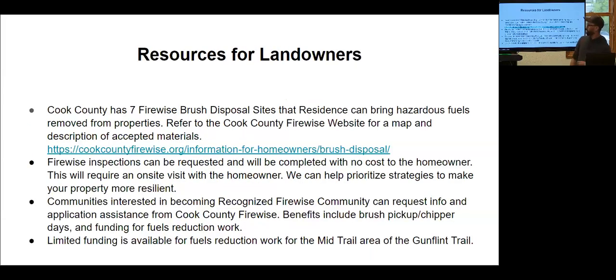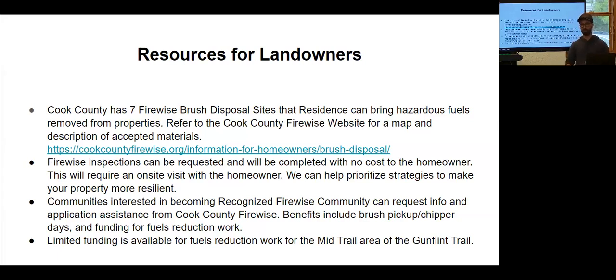So beyond that, I just want to talk about a few resources that Cook County has for landowners in the area to help folks manage balsam and other hazardous fuels going forward. First off, we do have 7 Firewise brush disposal sites in the county that you are all welcome to take advantage of. You can take balsam you've cut there and drop it on our big pile, and that's a free service that we provide for everybody here. There's a few up the Gunflint and then a few dispersed off the highway throughout the whole county.